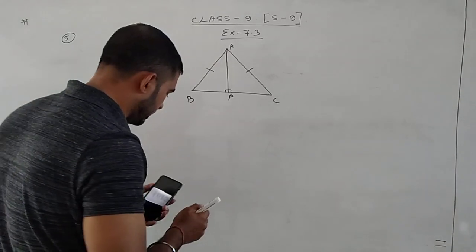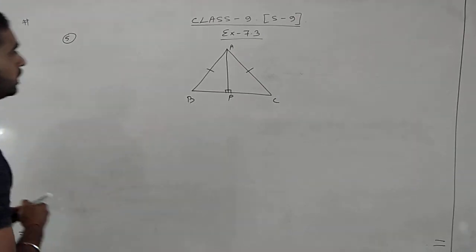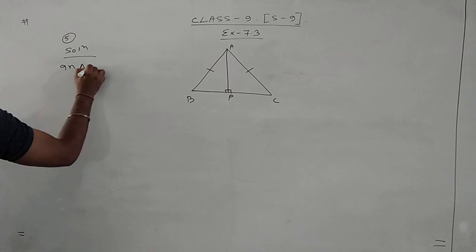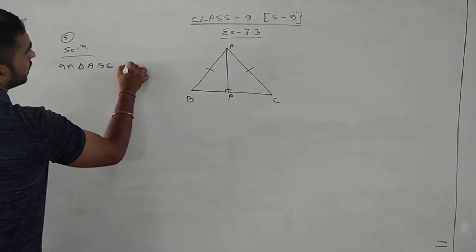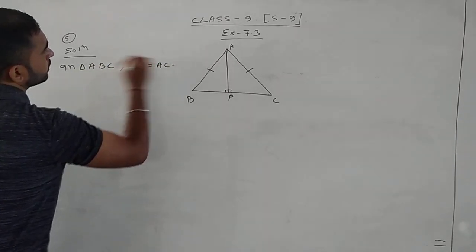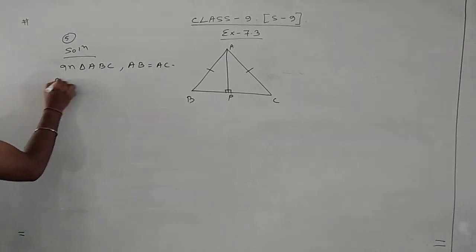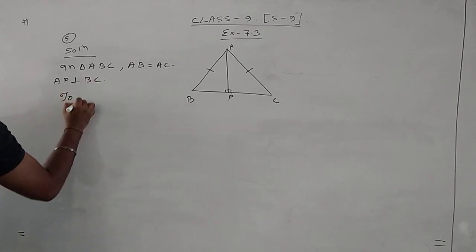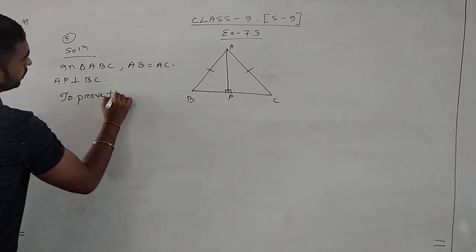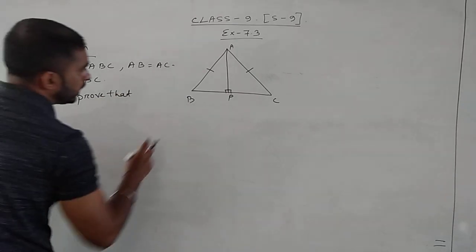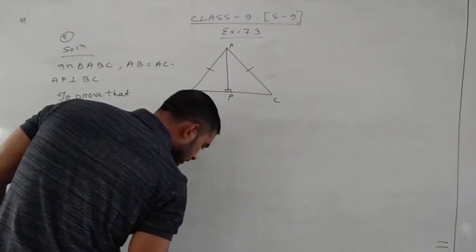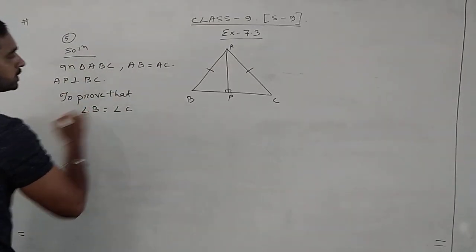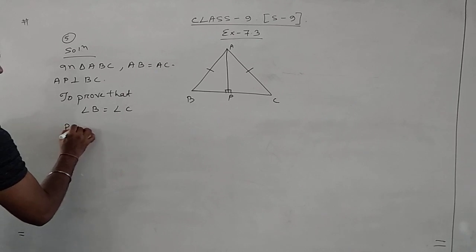Simple question. We have already done this question. So, what is given? In triangle ABC, AB equals AC, which is given. AP perpendicular to BC, which is also given. To prove that angle B equals angle C. Now proof.